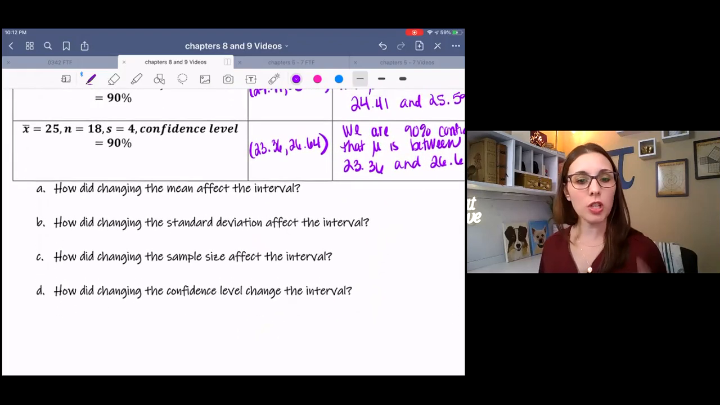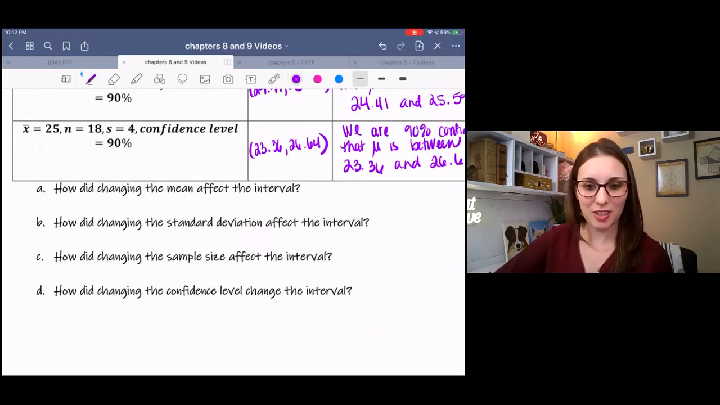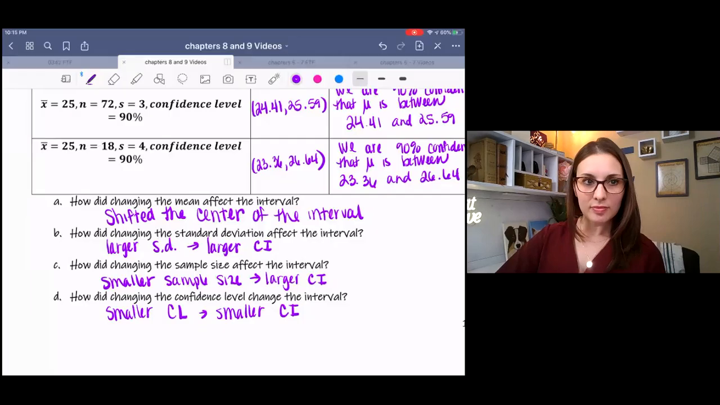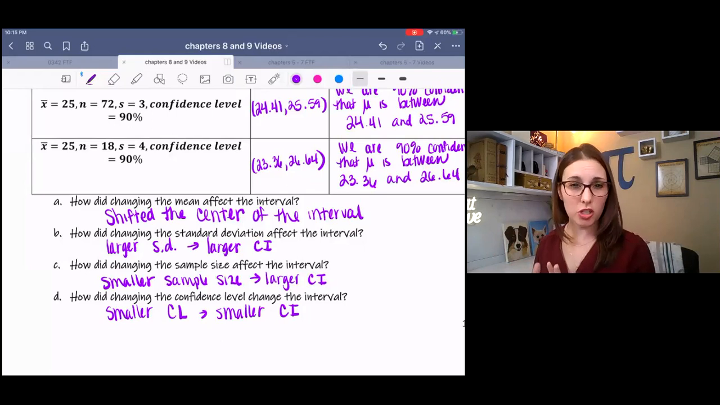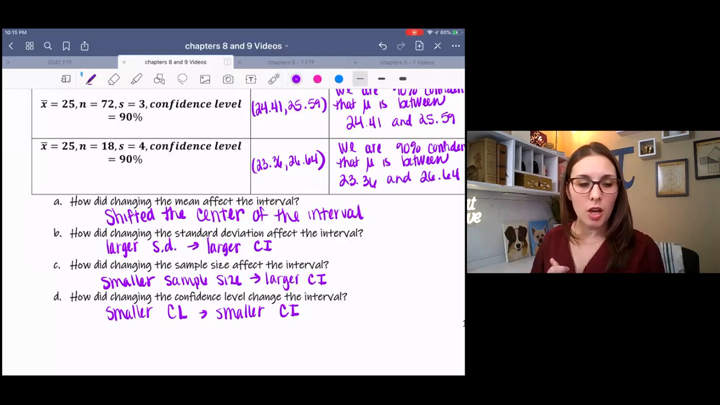So based on your table, based on your results, why don't you try to note some of the differences and how it changed when certain elements changed. Go ahead and fill out these questions and then come back. Your wording might be a little bit different than mine depending on what you saw, but basically this is the gist of what's happening here.